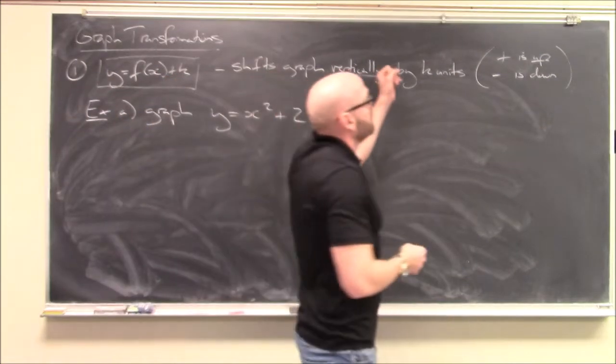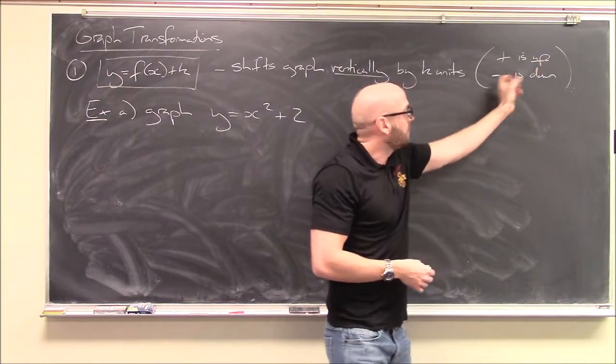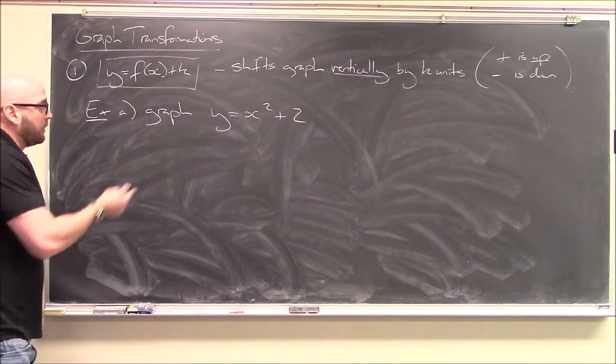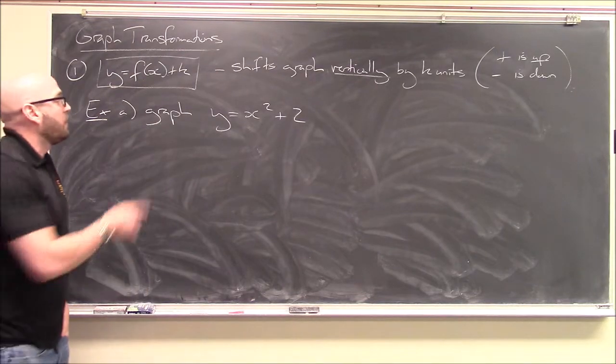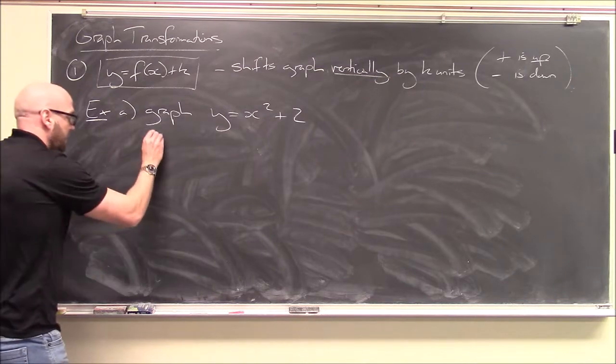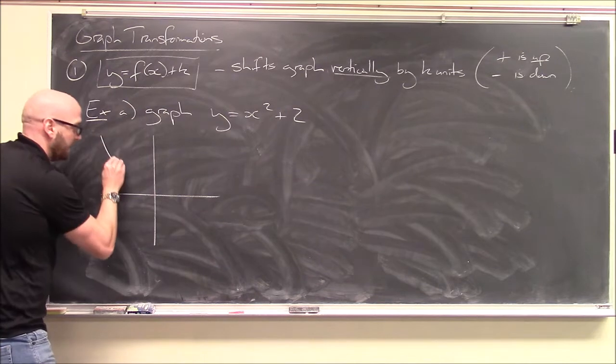So it's a vertical translation, and if k is positive, if we're adding a positive value, it shifts it up. If k is negative, it shifts it downwards. So for example, let's say someone says graph y equals x squared plus 2. Well, I know how to graph y equals x squared, right? Here's y equals x squared.